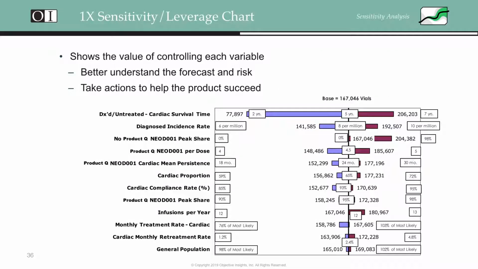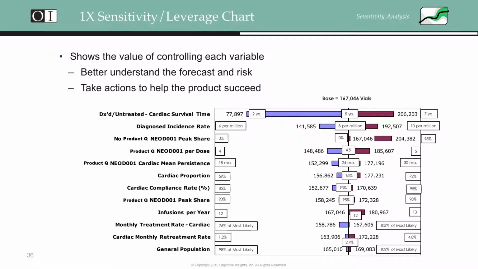So here we see an example of a graph created from that type of sensitivity analysis where we look at the high and low range for each of the variables, and then we order them so that the most important variable is at the top of this list. So for example, you can see it's diagnosed and treated cardiac survival time, and the blue bar is if that value is at its low end, and the red bar is if it's at its high end.